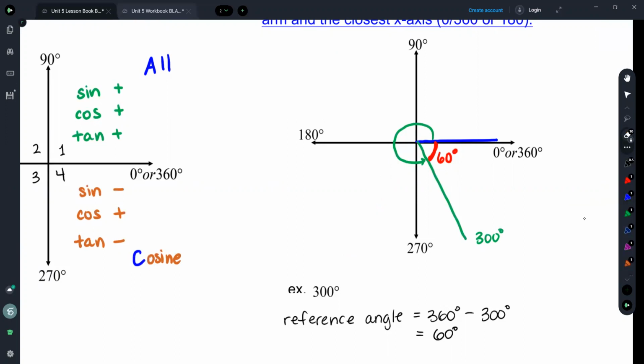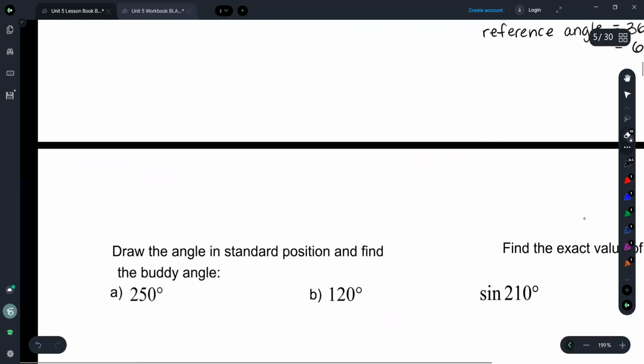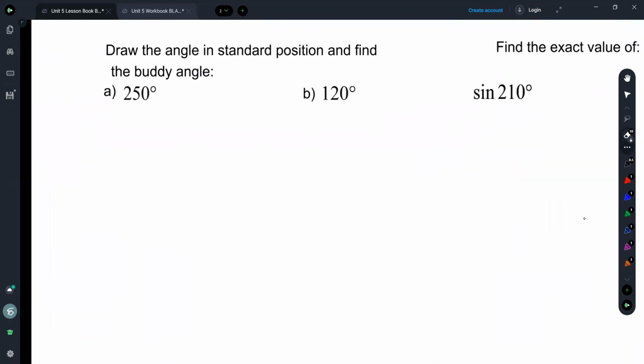So we have our rotations. We know how to measure angles now. We know about the CAST rule and we know about the buddies. So let's start with these. We're going to draw the angles 250 and 120 in standard position and find their buddy, or the reference angle.